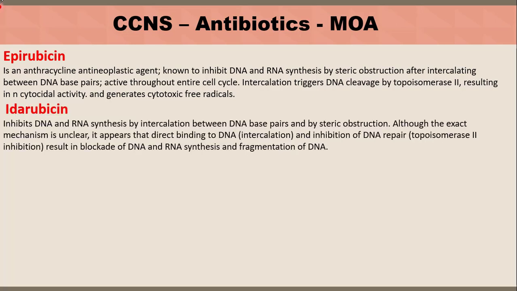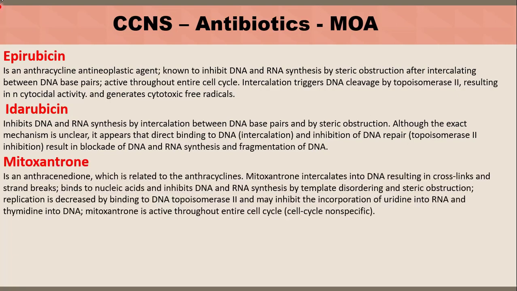Idarubicin inhibits DNA and RNA synthesis by intercalation between DNA base pairs and by steric obstruction. Although the exact mechanism is unclear, it appears that direct binding to DNA, intercalation, and inhibition of DNA repair, together with topoisomerase 2 inhibition, result in blockage of DNA and RNA synthesis and the fragmentation of DNA.